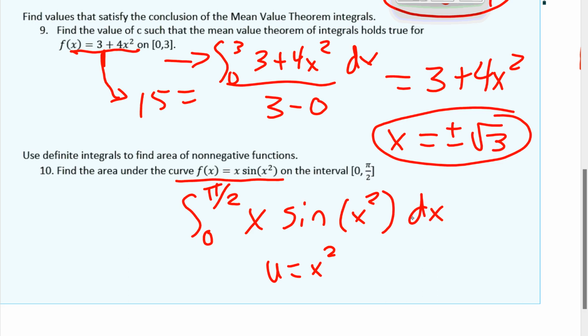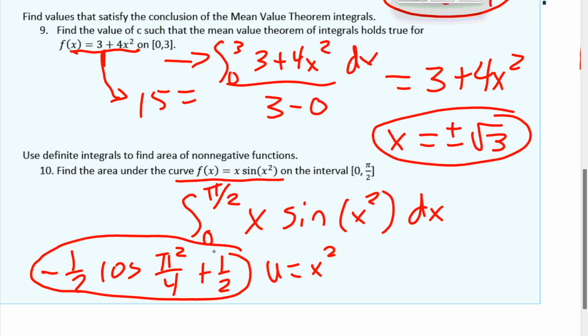And you should end up with something like negative 1/2 cosine of pi squared over 4, plus a half. I think that's what you might come out with. So I'll end this video now, but I'll come back and do these problems. So yeah.